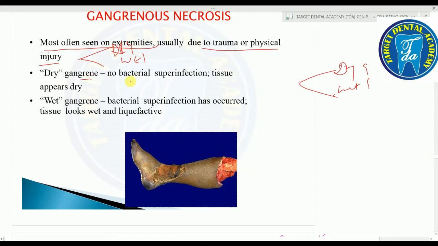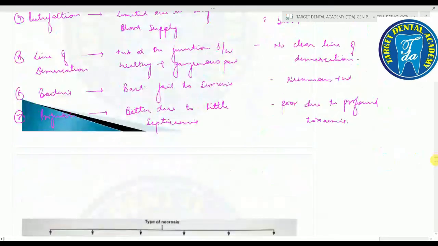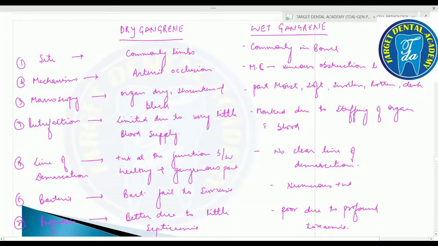The dry gangrene has no bacterial superinfection, in which the tissue appears dry, while in the wet gangrene, bacterial superinfection has occurred. The tissue looks wet and liquefactive. Now let's discuss some very important differentiating features between the dry gangrene and the wet gangrene.